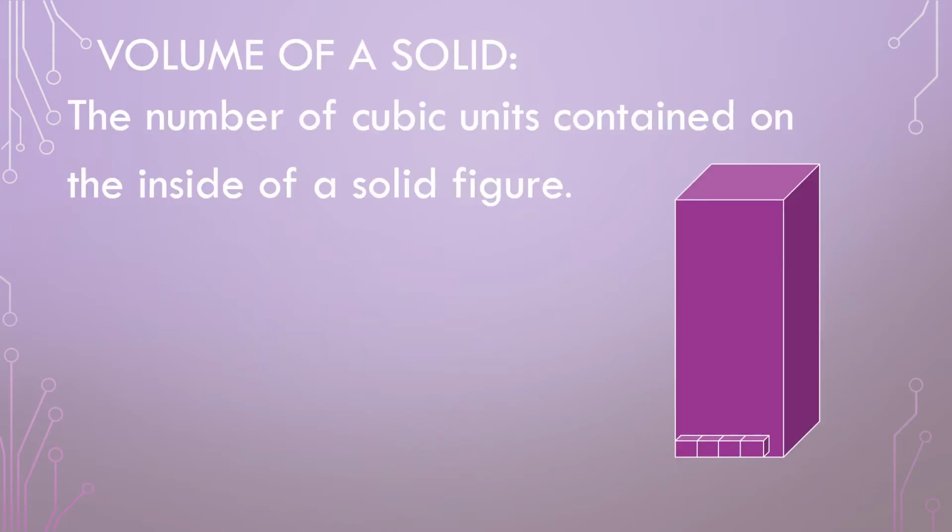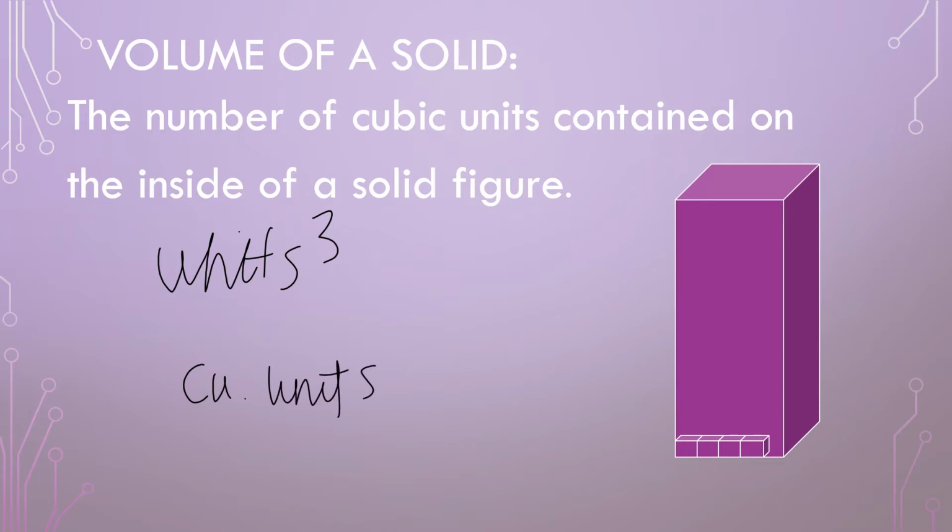So volume of a solid, here's a definition, is the number of cubic units contained on the inside of a solid figure. And we would write this as units cubed or cubic units. If you're doing feet, you can do feet to the third power or cubic feet. You need to make sure that you have the correct units there. Surface area is units squared, volume is units cubed. So we're trying to figure out how many cubic units fit into a solid figure.